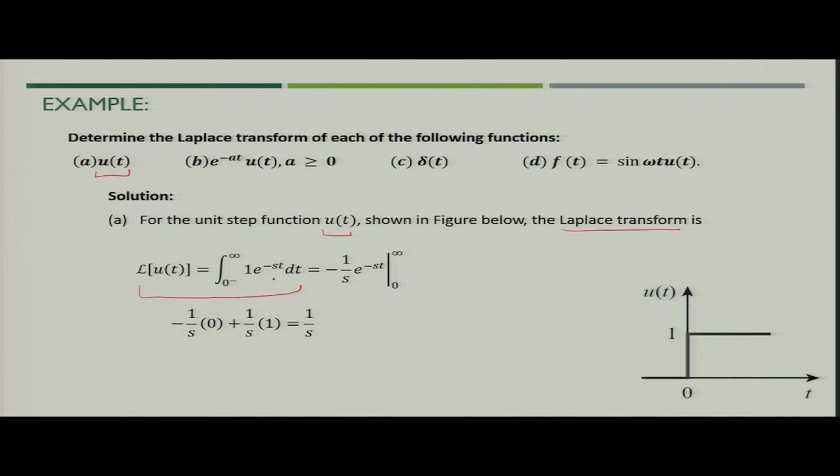Now, this value is 1 for 0 plus. So, you can simply change the limits. It will become 0 to infinity now, and the only component to integrate is e to the power minus st dt. So, when you integrate, you will get minus 1 by s e to the power minus st, and the limit ranges between 0 to infinity. When you put in the limits, you will get the value of the Laplace transform equal to 1 by s. So, for the unit step function, the value of the Laplace transform is given by 1 by s.